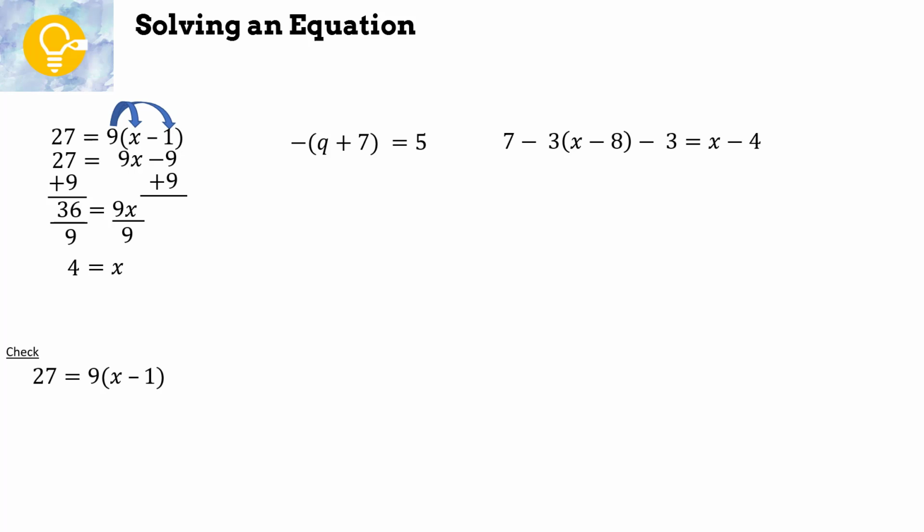Let's check it. What I'm going to do is rewrite the original equation. I'm going to put 4 in for x. Order of operations says I have to do what's in parentheses first. 4 minus 1 is 3. 9 times 3 is 27. We did it.